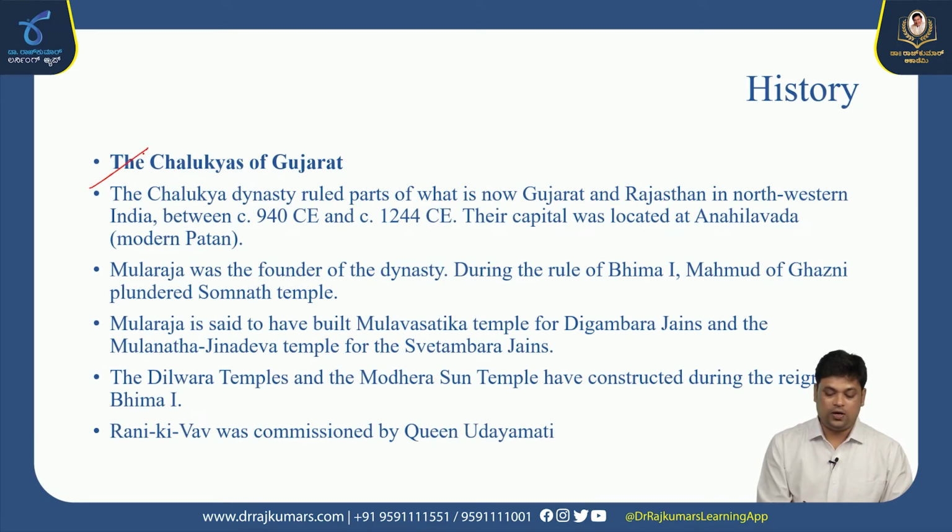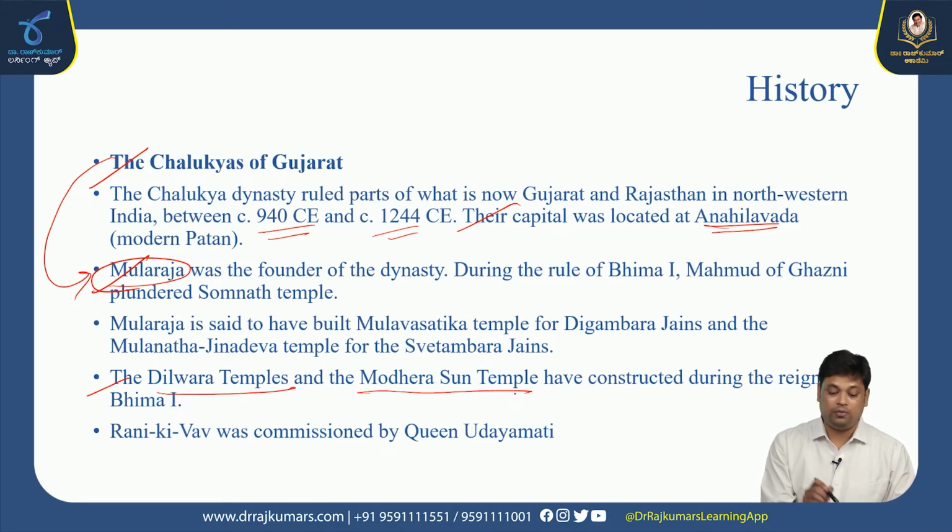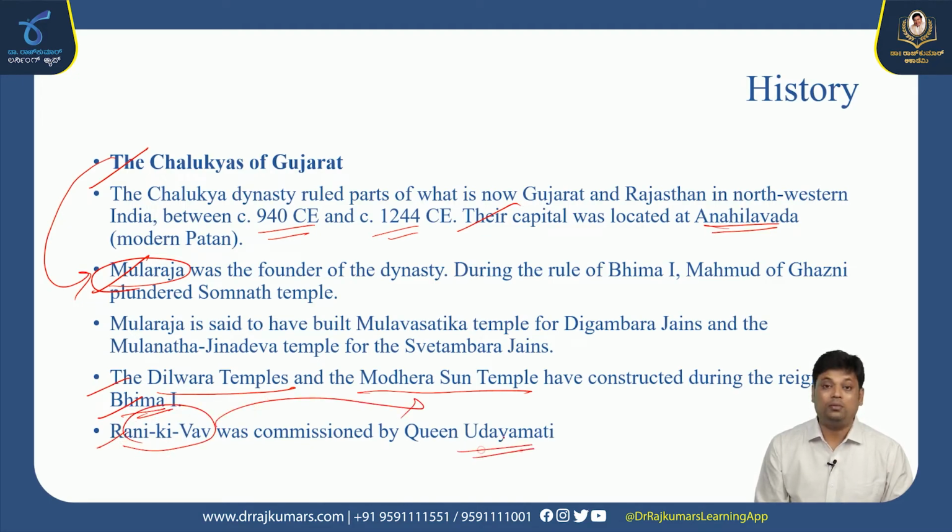Next one is the Chalukyas of Gujarat. In the Rajasthan northwest region and Gujarat, during 940 to 1244, their capital was located at Anahilavada, that is modern Patan. Mularaja was the founder of this dynasty. You need to know the Chalukya founder is Mularaja. Other than that, the Dilwara temple and the Modhera Sun temple were constructed during the time period of the Chalukyas, under the king called Bhima I.